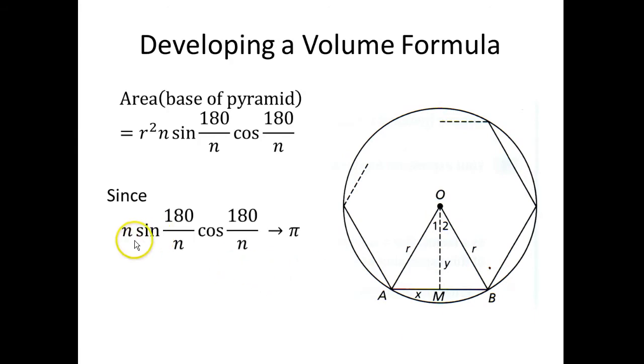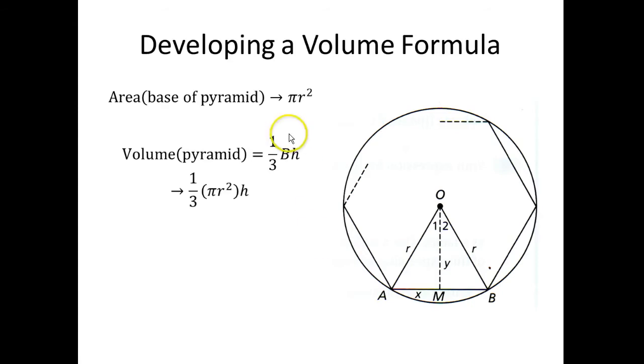So since the value of n sine 180 over n times the cosine 180 over n gets really, really close to pi, the area of the base of the pyramid gets really close to pi r squared. Because this part of the expression approaches pi, the area of the base of my pyramid becomes r squared times pi. So the area of the base of the pyramid goes to pi times the radius squared.